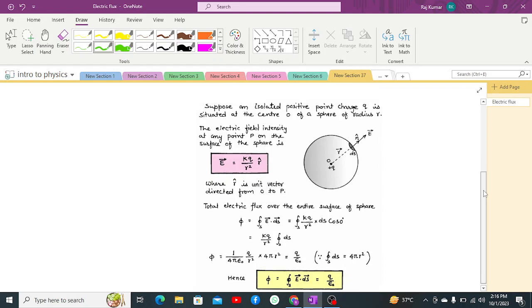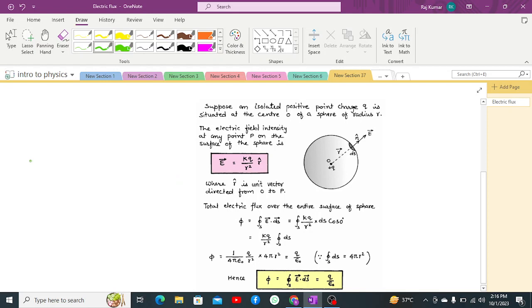Now, coming to a short derivation, suppose an isolated positive point charge q is situated at the center of a sphere of radius r. We already know that the electric field intensity is equal to kq upon r square times r hat, where r hat is a unit vector directed from O to P.